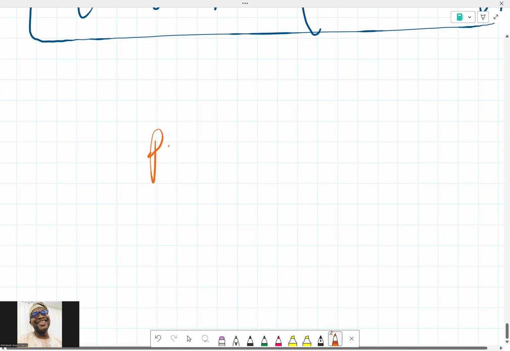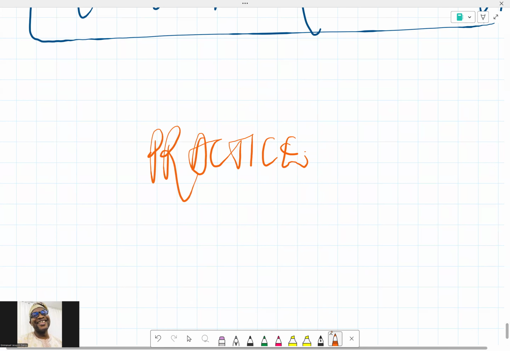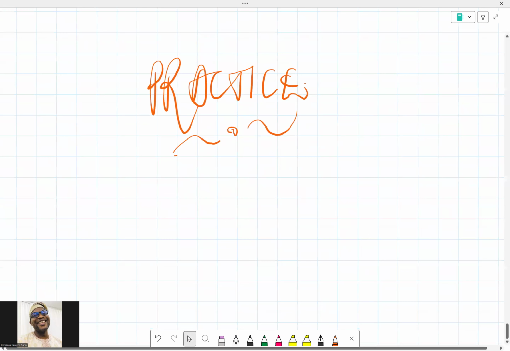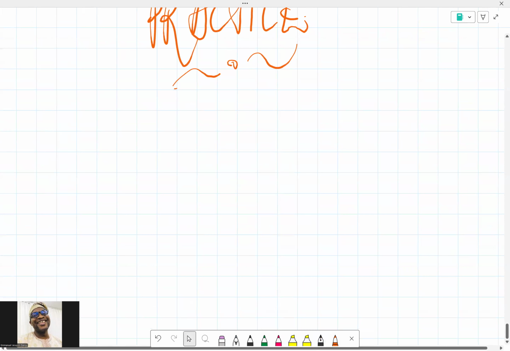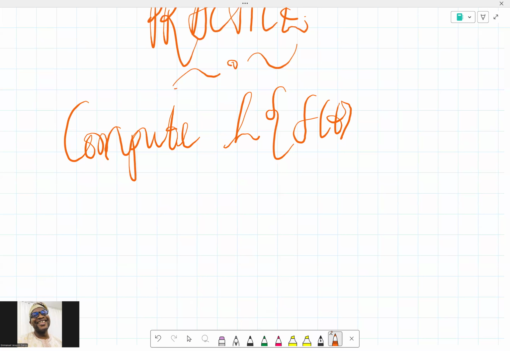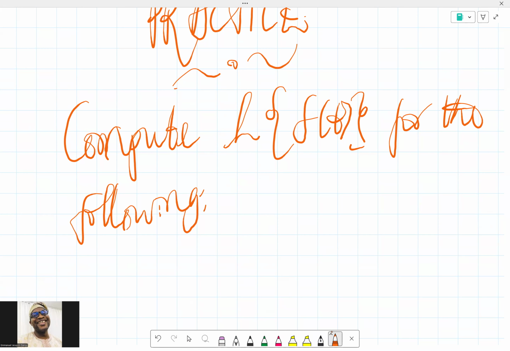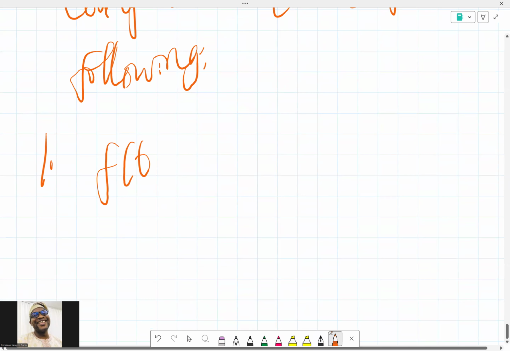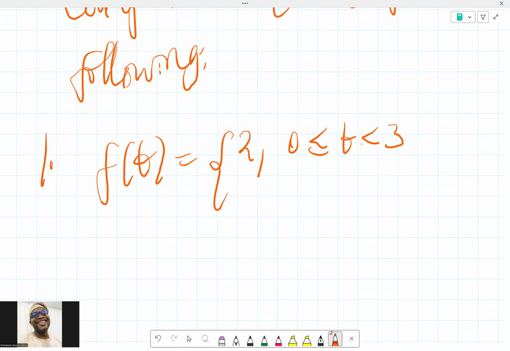Okay, so let's move this here now. Practice. Can you try some things out? Practice the following. Compute the Laplace of f of t for the following. Number one, you have f of t equals 2 when 0 is less than t is less than 3, and 0 when 3 is less than or equal to t is less than 6.